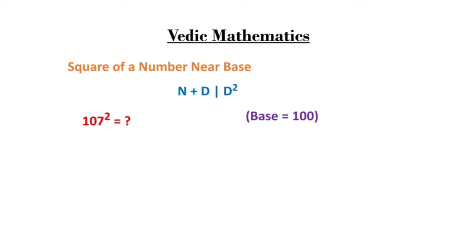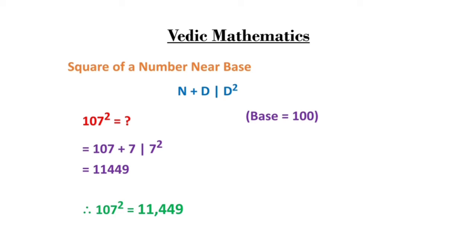For now, the first part will be 107 plus its deviation 7, which equals 114. The second part is the deviation square, that is 7 square equals 49. So the answer is 11449, that is 11,449.